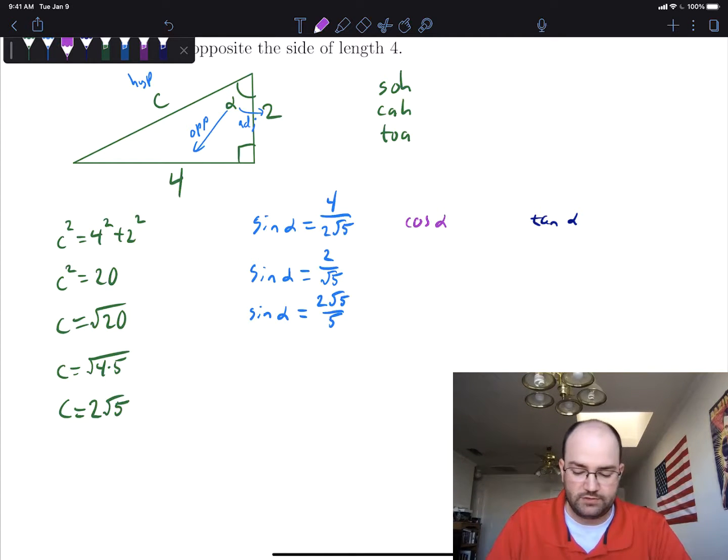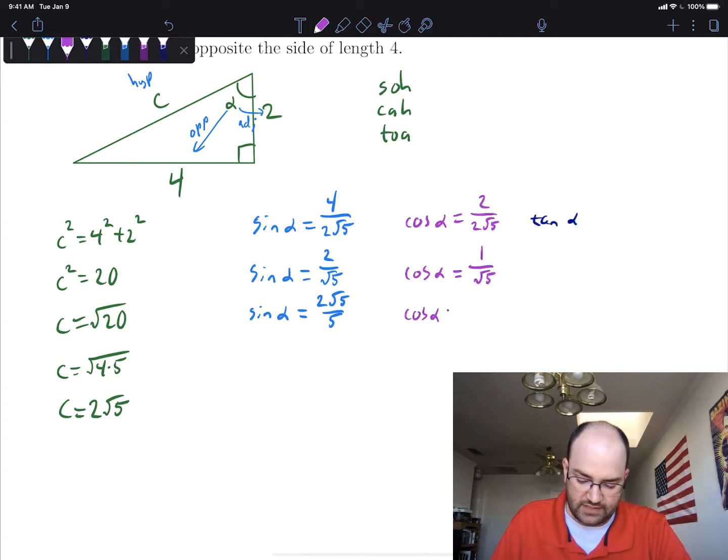Now let's work with cosine alpha. It's adjacent over hypotenuse. Adjacent is 2. Hypotenuse is 2 root 5. So this is going to be 2 over 2 root 5. And again, simplify. So cosine alpha equals 1 over the square root of 5. And multiply top and bottom by the square root of 5. So cosine alpha equals square root of 5 over 5.